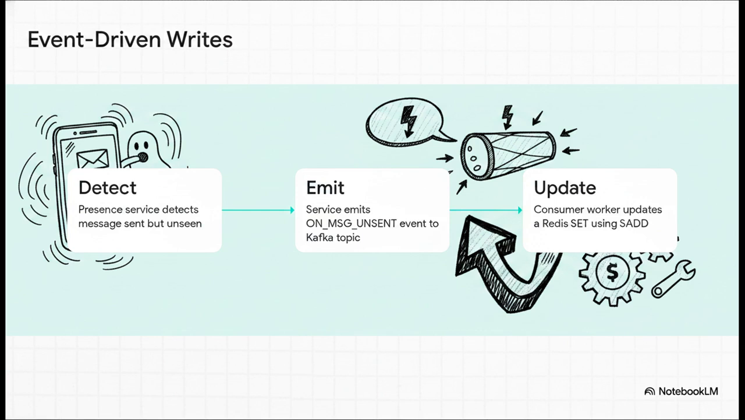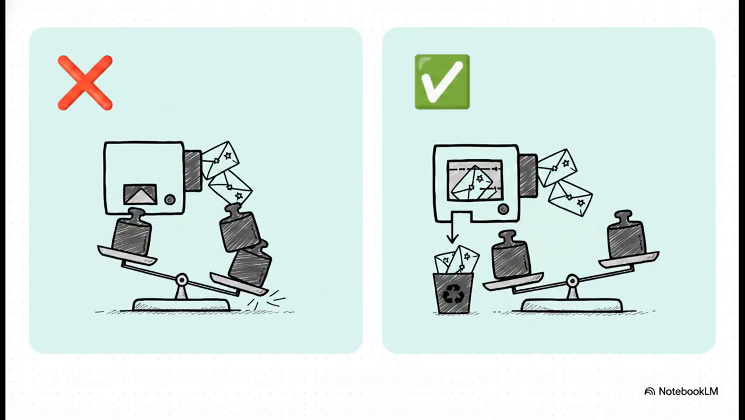In step 3, a consumer worker picks up that event and updates a Redis set using the SADD command. Now, a really crucial question here is, why use a Redis set instead of just a basic counter like Redis INCR? Well, distributed systems fail. It's just a fact of life. Kafka guarantees at least once delivery, which means events are definitely going to get processed twice sometimes. If we used a simple counter, a retried event would cause an overcount.